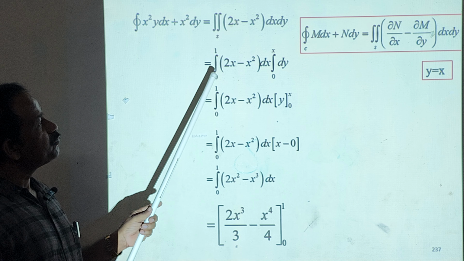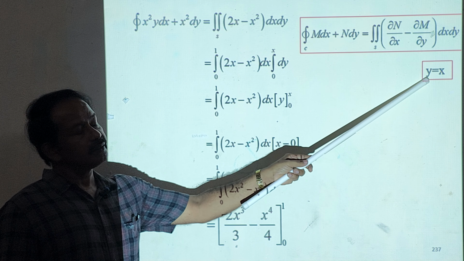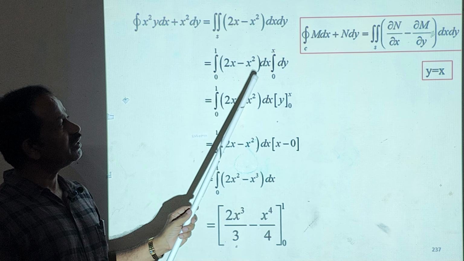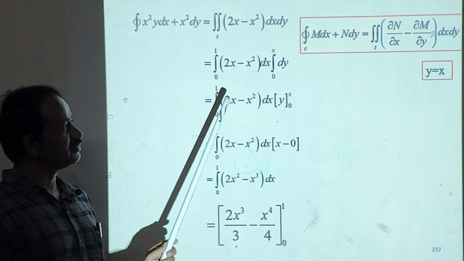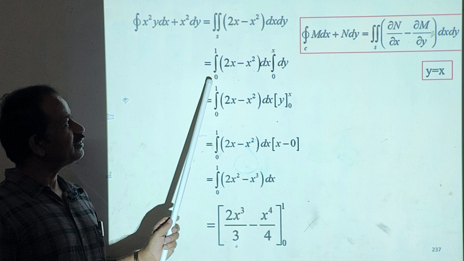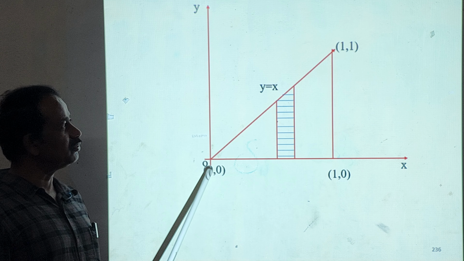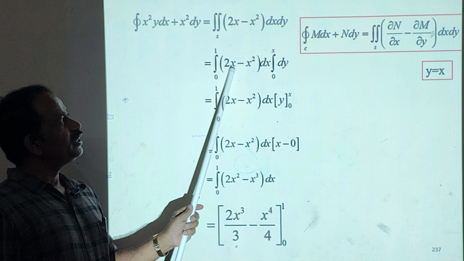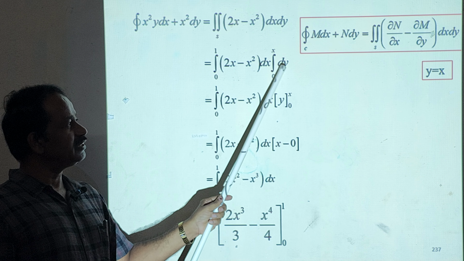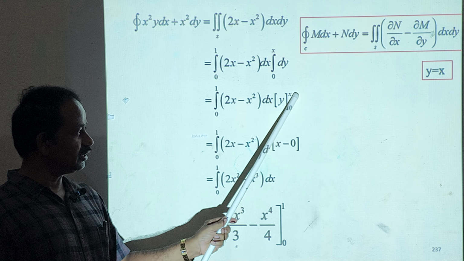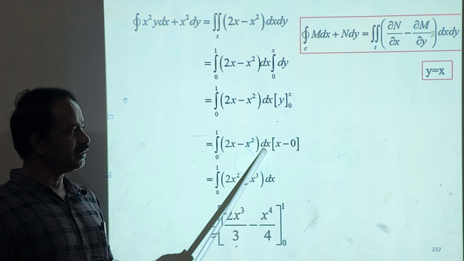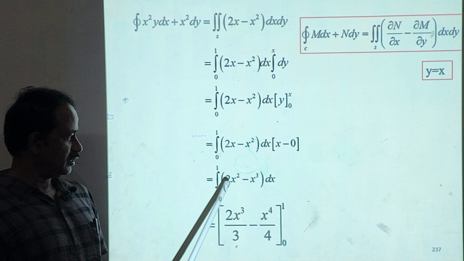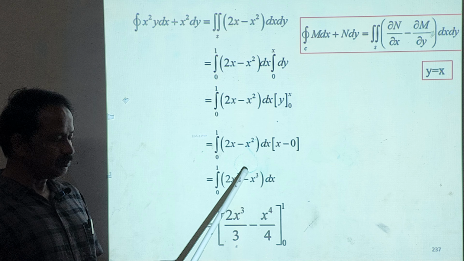What are the limits? The condition is given as y equals x. So the limit for y goes from 0 to x, and for x it is 0 to 1. Now 2x minus x squared dx dy. After integrating, you will have y with the limit 0 to x. So we have 2x minus x squared dx, and you multiply with x, that will give you 2x cubed by 3 minus 2x squared minus x cubed.